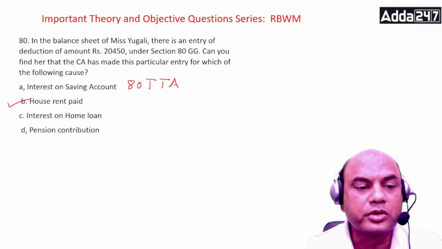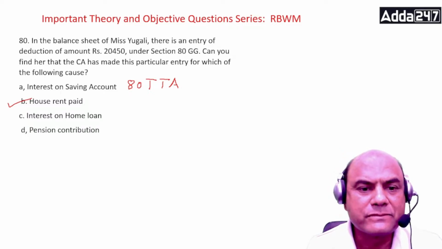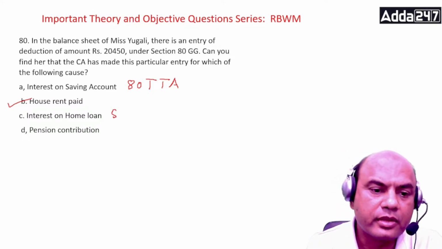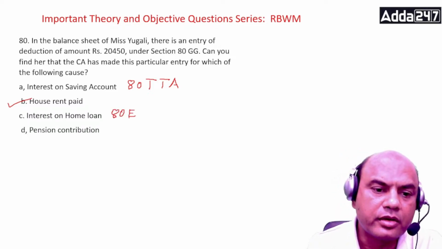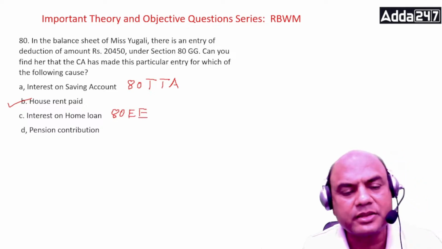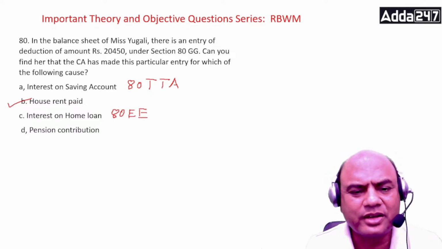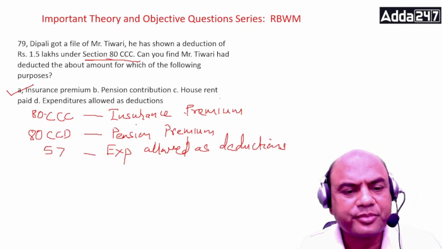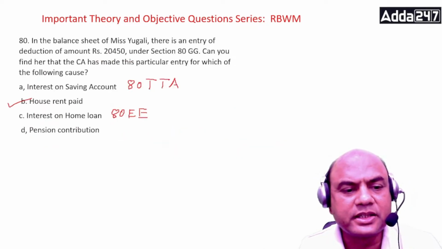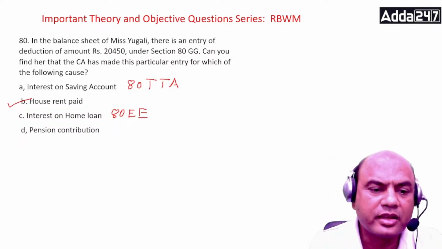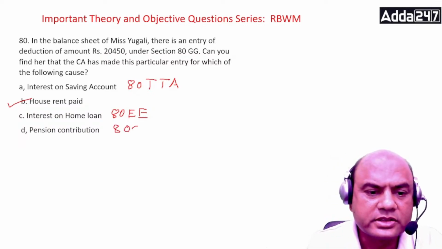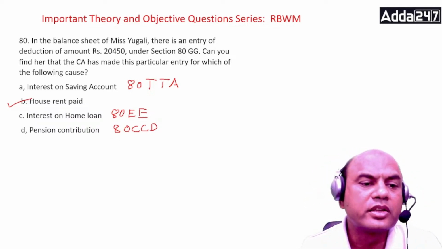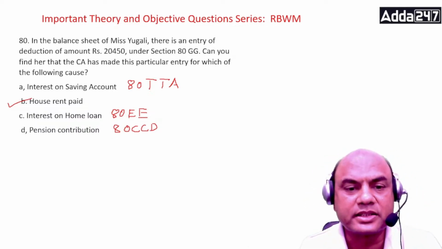Then what is the next one? Interest on home loans. So that is 80EE. And what is that last one? Pension. Pension I've already told you, 80CCD. Just now we gave this. Pension is 80CCD, okay, so that is the answer. Got it? So house rent paid is under section 80GG.